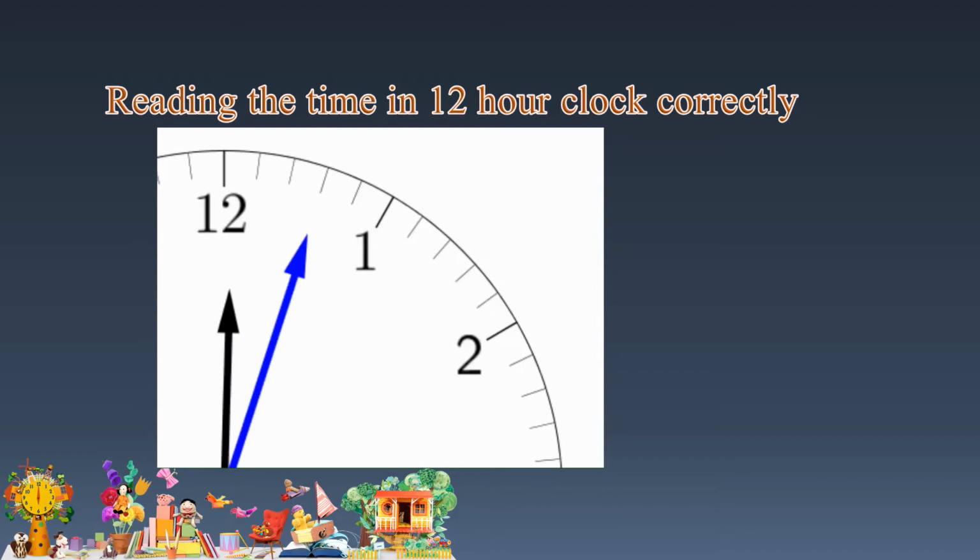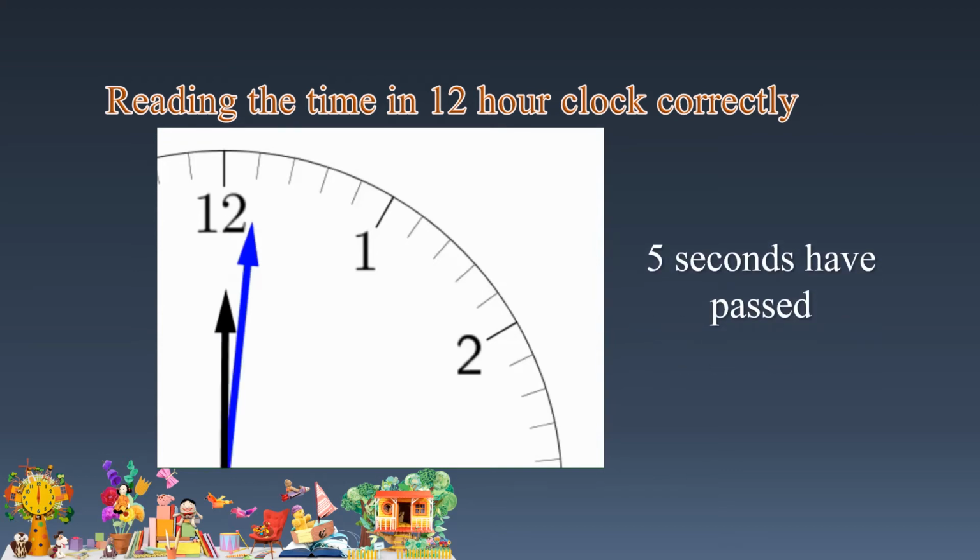The second hand is moving, isn't that so? Previously, I have mentioned that when the second hand moves from one small line to the next small line, that means 1 second has passed. Now, this second hand has passed 1, 2, 3, 4, 5 small lines. That means we can say 5 seconds have passed.